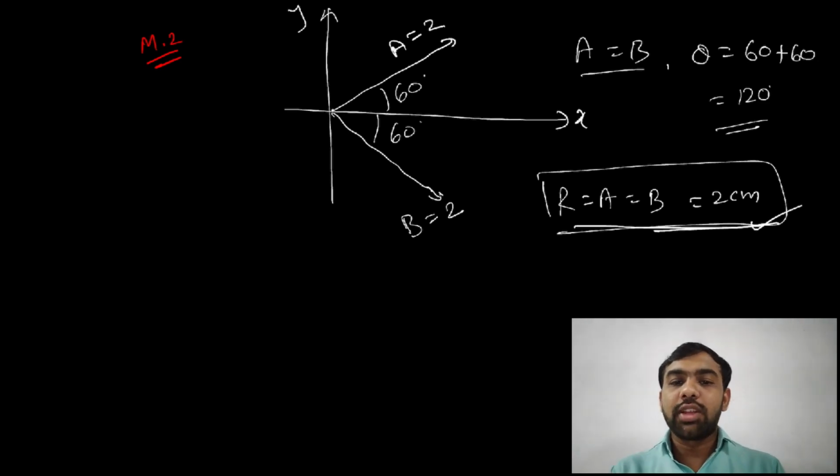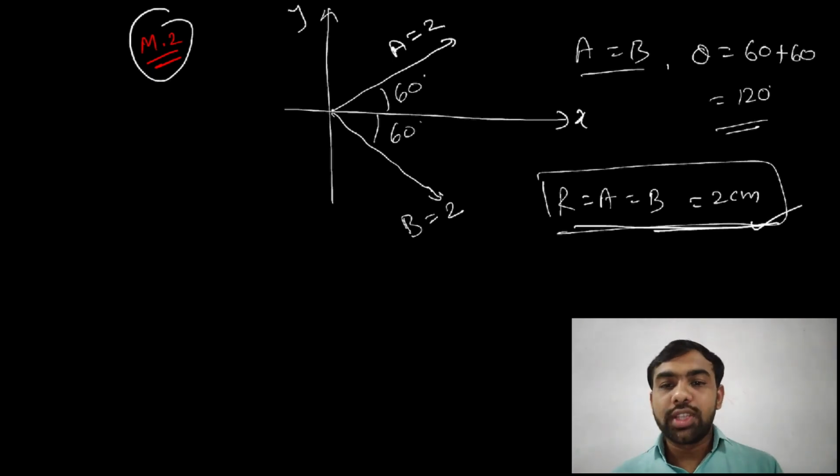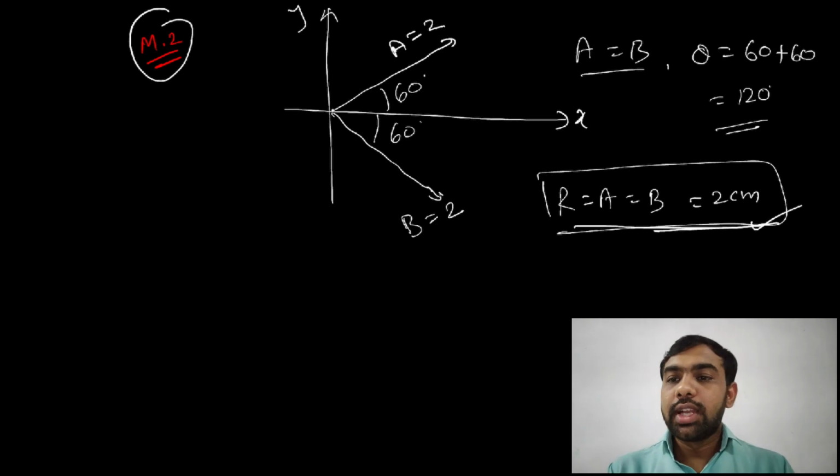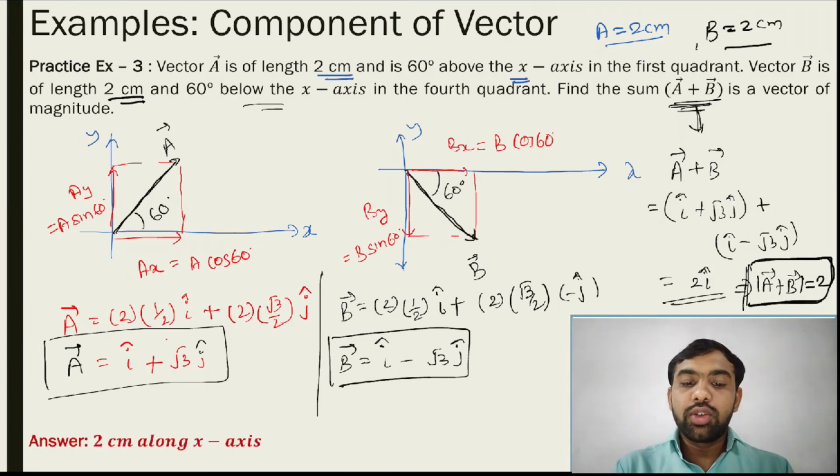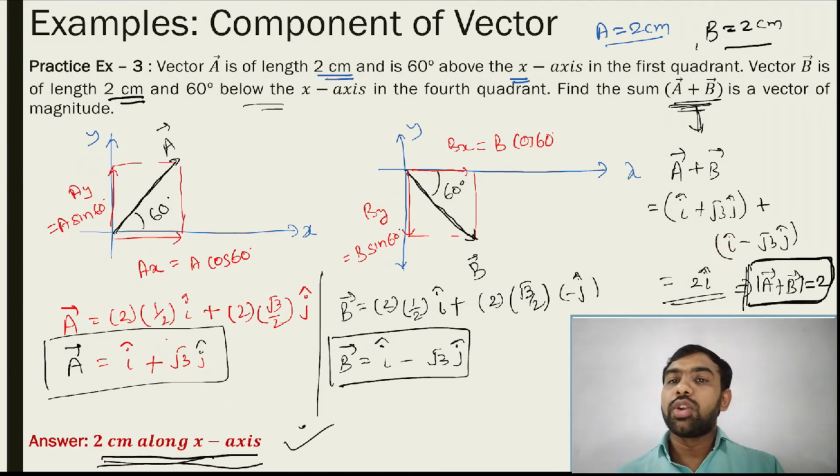All of you guys, note this second method also, for how to solve the same problem by the simpler method. Okay, note it. Let's see, and also this, not this problem. Okay, answer is what? 2 centimeter along x axis. See, 2i means what is this, i means what, x axis, so 2 centimeter along x axis. This is our answer. Okay.